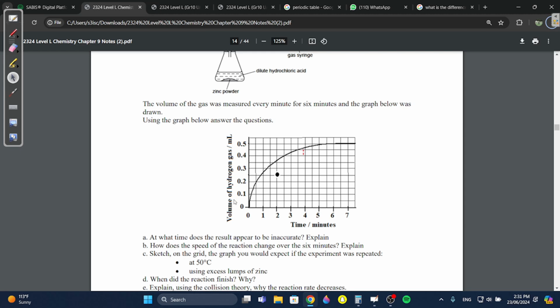When did the reaction finish? First, they asked me when did the reaction finish. So the reaction finished from 0 to 7. So we do 0 times 6.5.